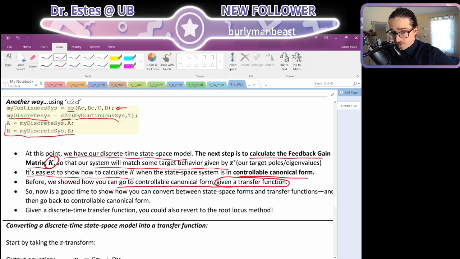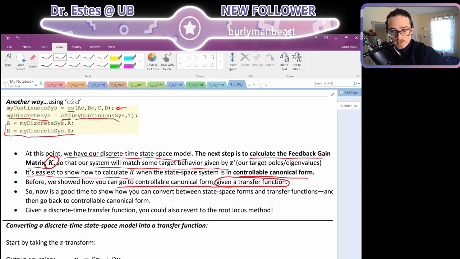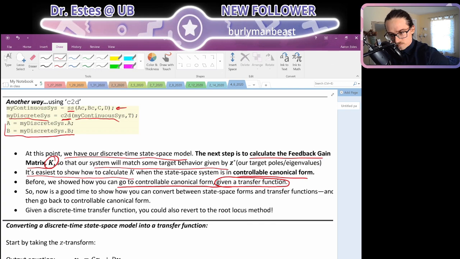But we don't have a transfer function right now. We have a discrete time state space model. So how can I convert that into controllable canonical form? There is a way to do that.